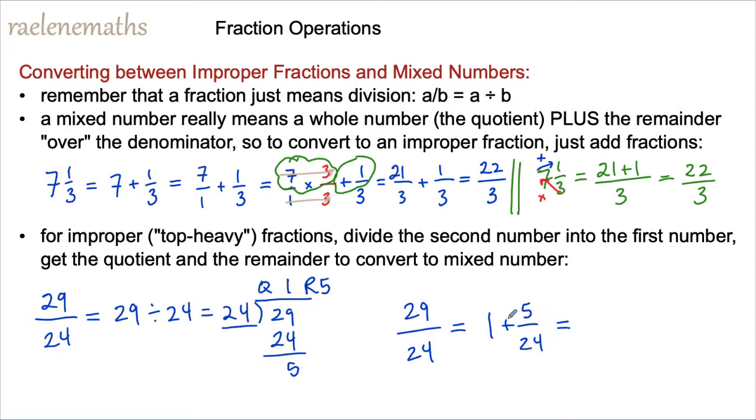And then we assume the notation of plus by ignoring it and write the mixed fraction as 1 and 5 over 24ths. So the word and here implies this addition, and that addition is what we do in the opposite process of converting from mixed number to improper fraction.